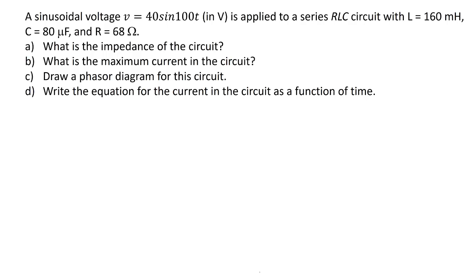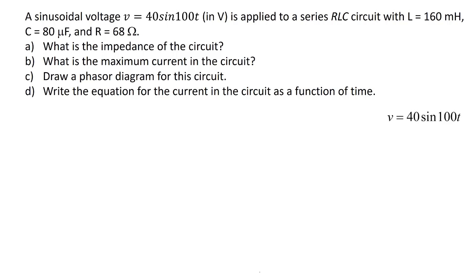A sinusoidal voltage V equal 40 sine 100t in volts is applied to a series RLC circuit with inductance L equal 160 millihenry, capacitance C equal 80 microfarads, and resistance R equal 68 ohms. Let's write down what the problem gives us.